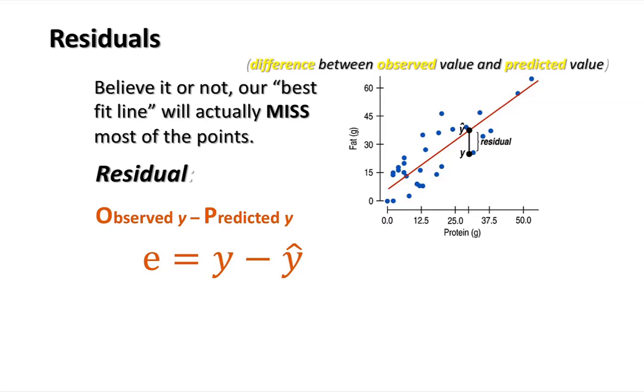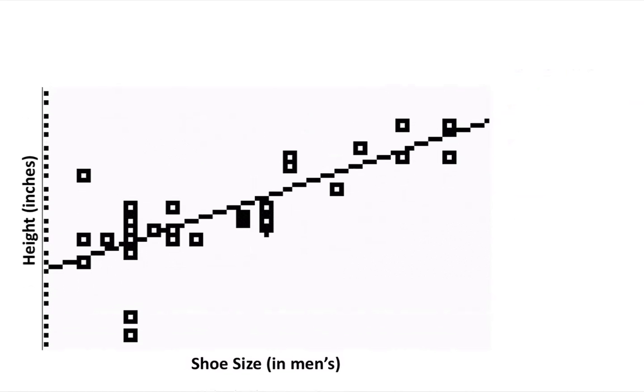Find out what we predicted would happen. Subtract them. That's a residual. Okay, that's a residual. So believe it or not, our best fit line will always miss most of the points, right? There was only about 3 points on our data here that hit that line perfectly, right?